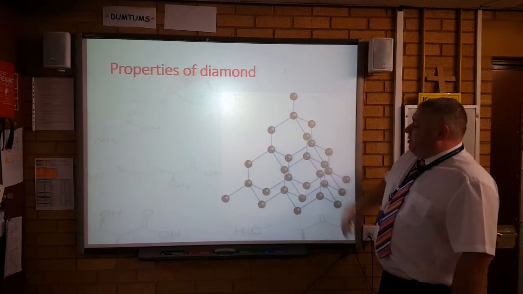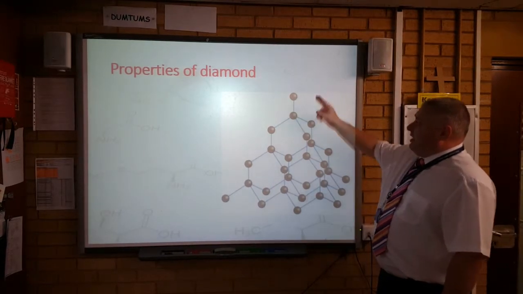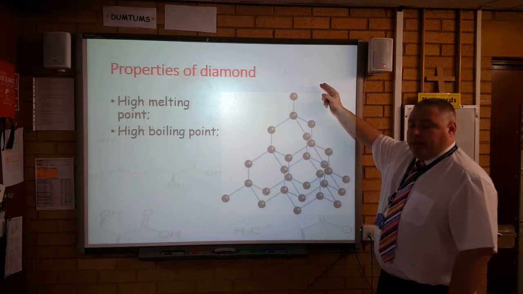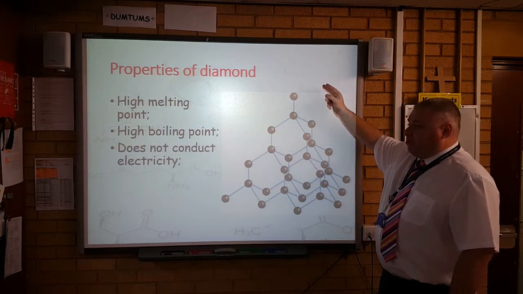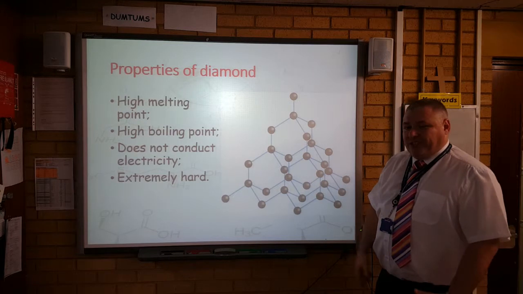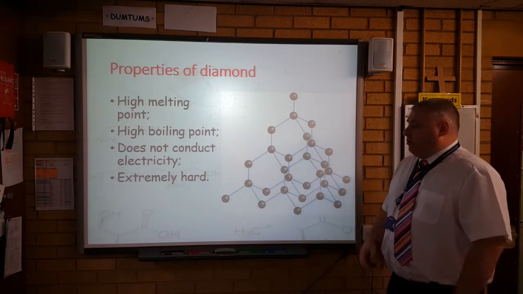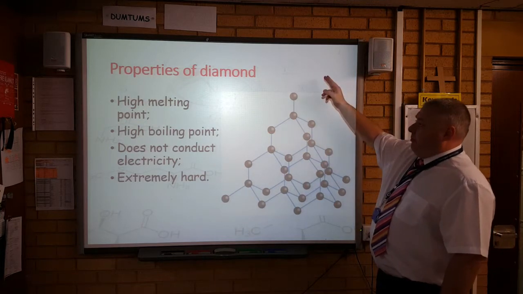Here's a diagram showing the structure of diamond. And what are the properties of it? Well, diamond has a high melting point and high boiling point. It does not conduct electricity and it's extremely hard. Now we need to be able to explain these properties by looking at the structure and bonding within diamond.